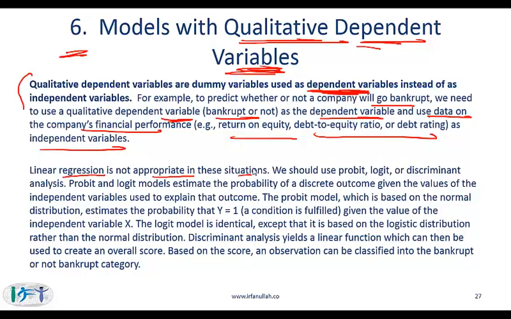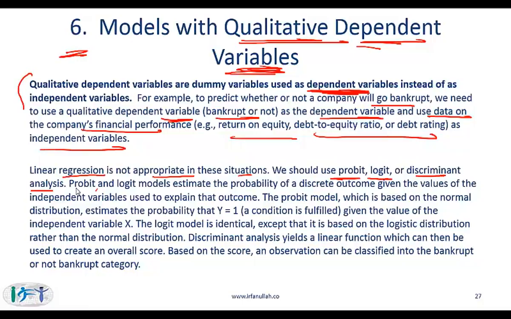So we have other tools. Fortunately for us, we don't need to go into the details of the other tools. You just need to remember their names, and you need to remember those names because they are mentioned in the learning objectives. So what are the three names to remember? Probit, logit, or discriminant analysis. So these are the three names to remember.